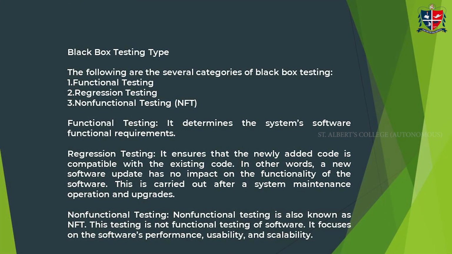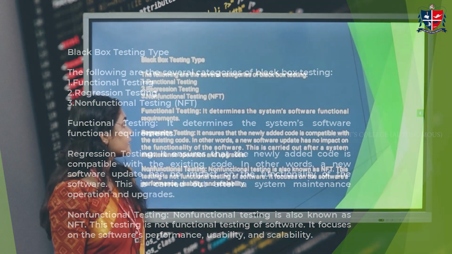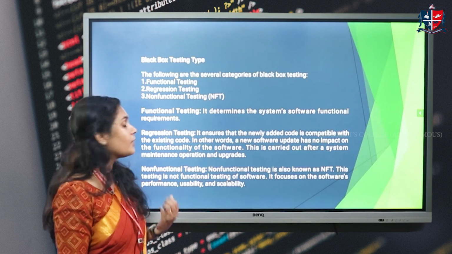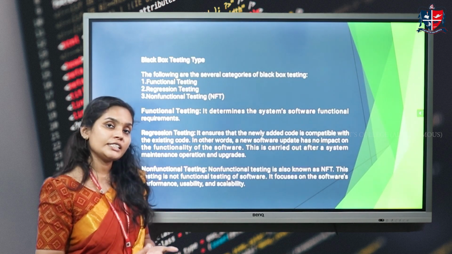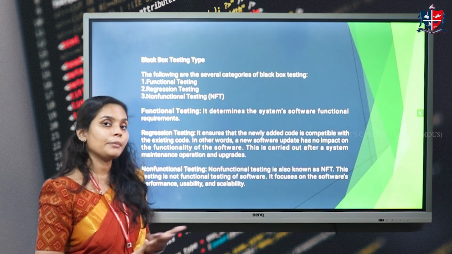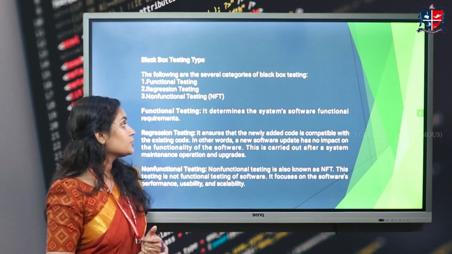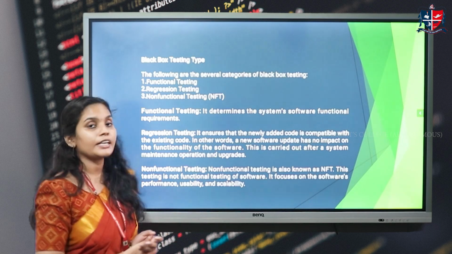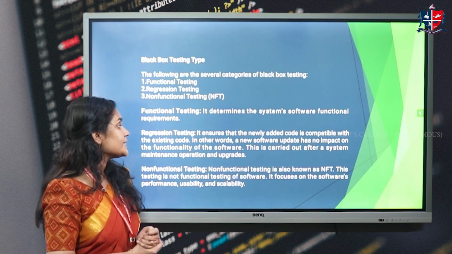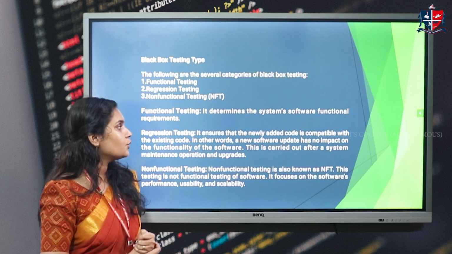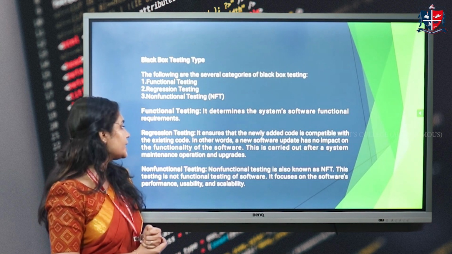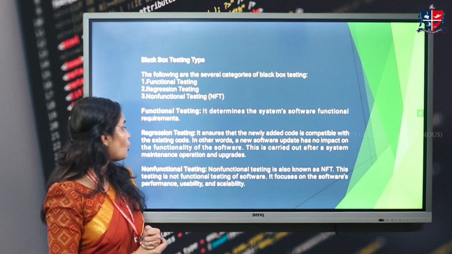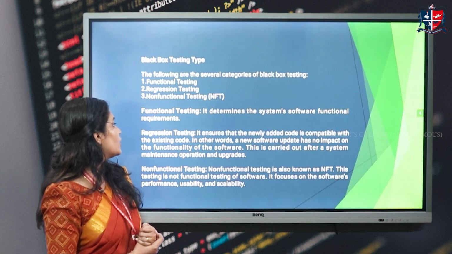And the black box testing types are, first, functional testing, which determines the system software's functional requirements. In functional testing, the testing is based on the functional requirements of the software system. And next one is regression testing. It ensures the newly added code is compatible with the existing code. In other words, a new software update has no impact on the functionality of the software.